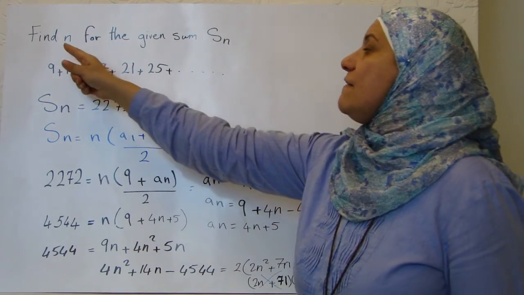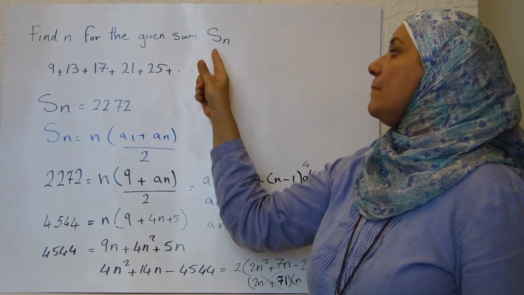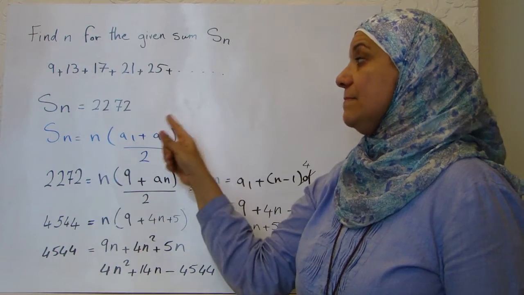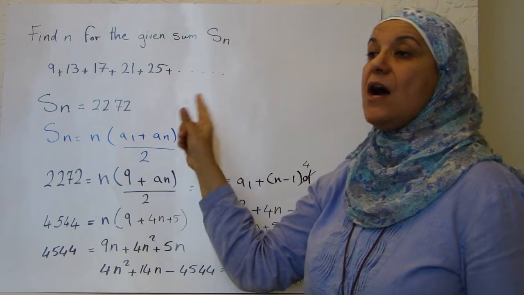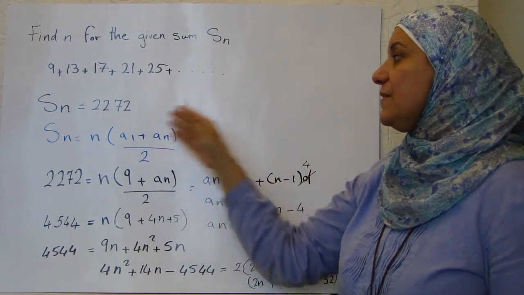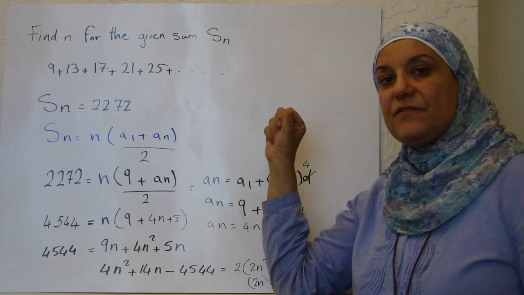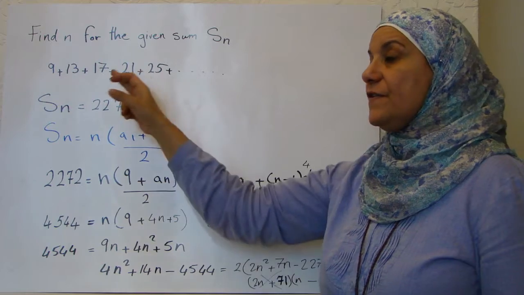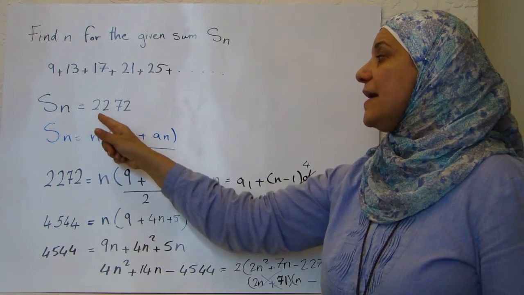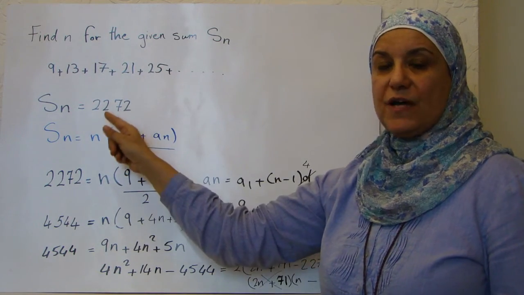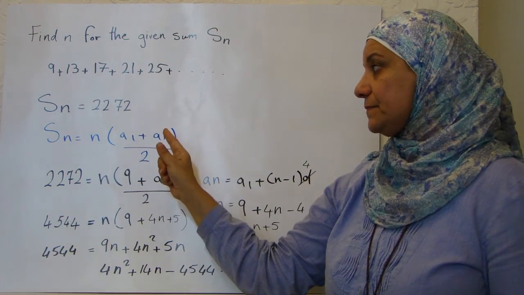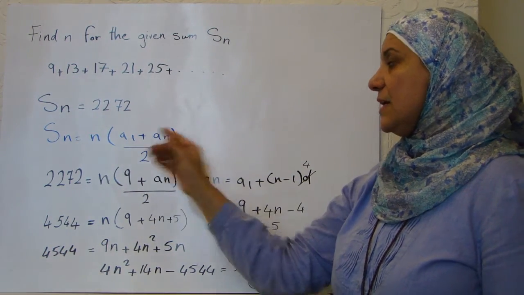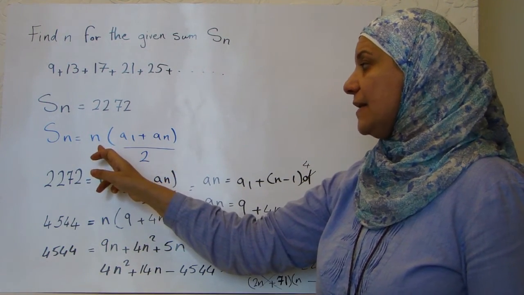Now, find n for the given sum. What if I do know the sum, but I don't know how many terms will give me that sum? If they tell me, for example, that for this series the sum is 2272, I have a rule, and I say, okay, I don't know n.